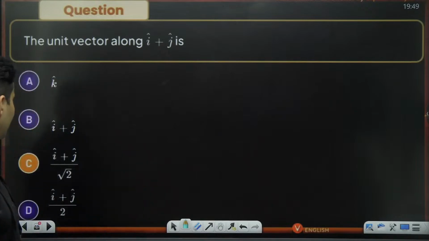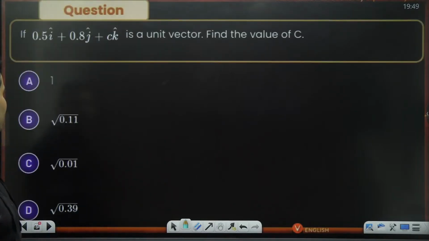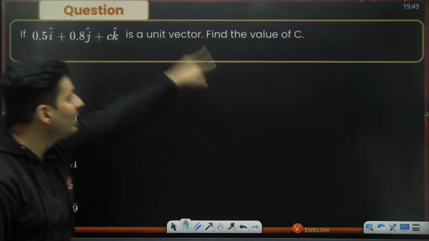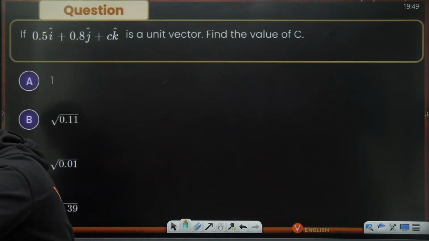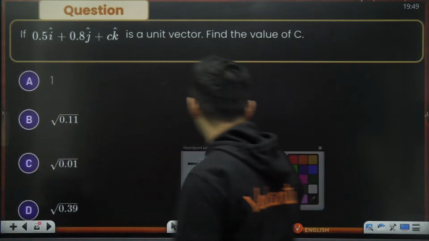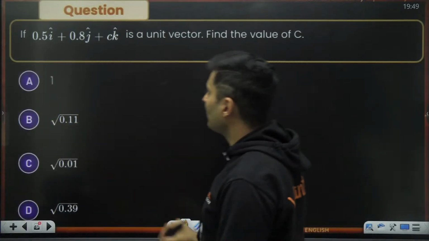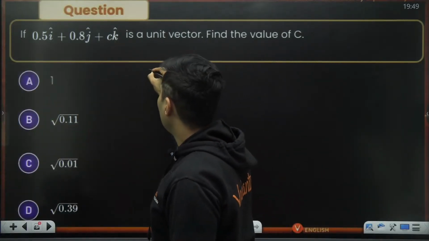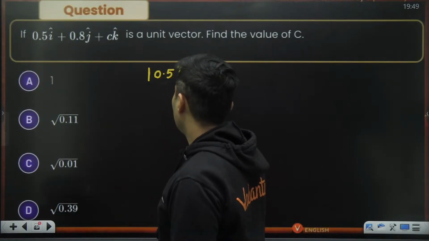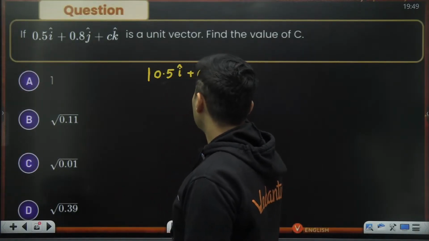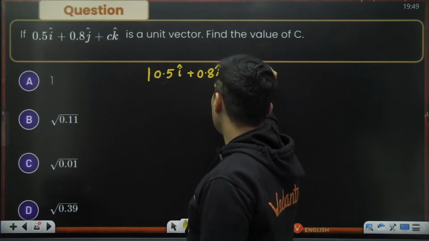Amazing, amazing. Next one coming up on your screen. If this is a unit vector, find the value of C. Okay. If this is a unit vector, meaning 0.5 I cap plus 0.8 j cap plus c k cap, its magnitude is 1.